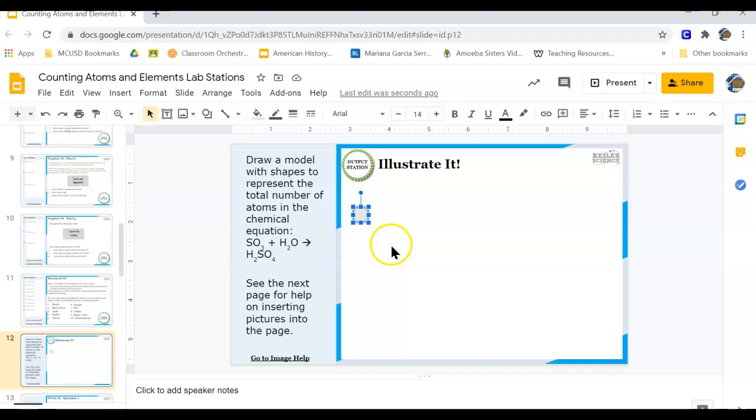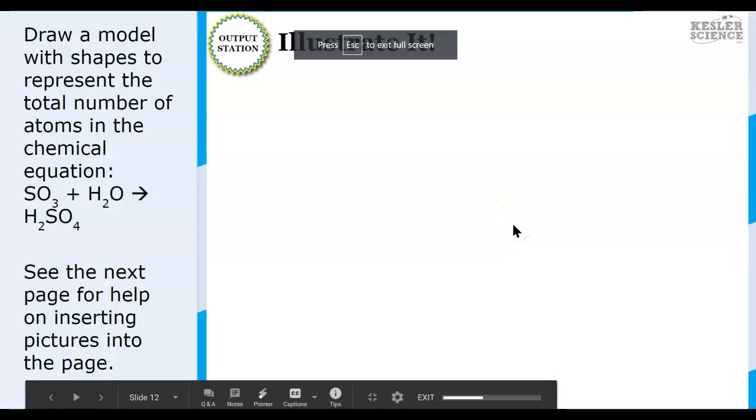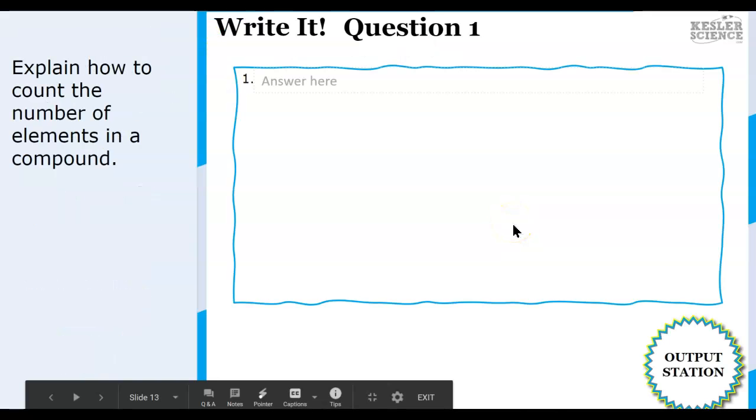So you're going to draw a model with shapes to represent the total number of atoms here. There's not necessarily one way to do it. I'm interested to see what you'll do, and I'm looking forward to seeing your illustrated. Do not skip this. This will be worth quite a few points today.